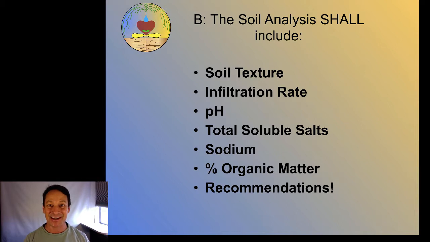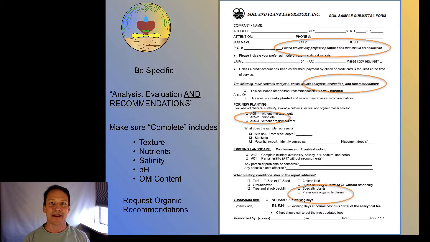And I would like to think or hope that most people would ask for organic recommendations. Even if you don't use it, it's a good idea to understand what you could do to get that soil up to speed organically. So here's a great example of a form, right? And so you want to provide project specifications, right? And then also make sure you're getting the analysis. This one has got it so that you can say, yeah, this is for new planting.